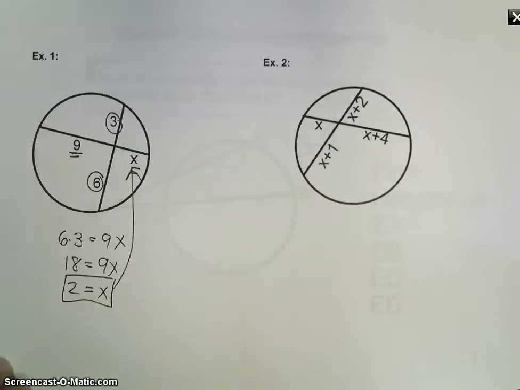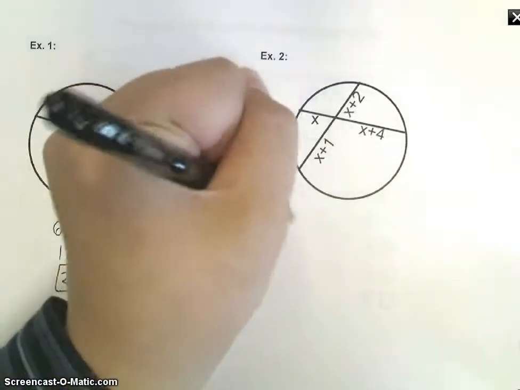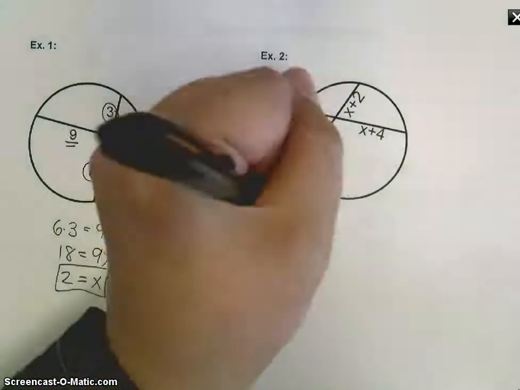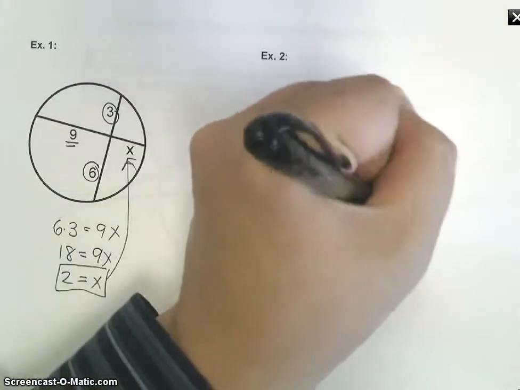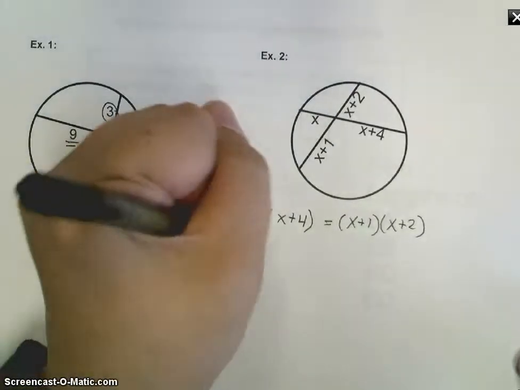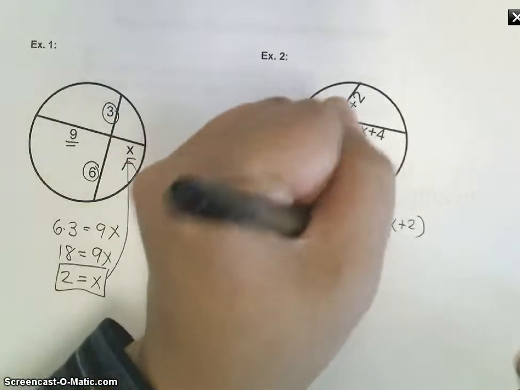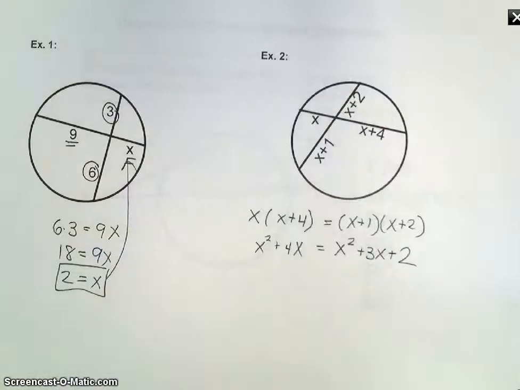Example 2 is a little more in-depth. If you'd like to give it a try, please pause and press play when you're ready. My setup here is going to be segment x and segment x plus 4. That product will equal the segment of x plus 1 and x plus 2. Now I have a little bit of algebra ahead of me. Left side I want to distribute, so I get x squared plus 4x. On the right side I will FOIL, and I end up with x squared plus 3x plus 2. I skipped the O and the I step and combined them myself.